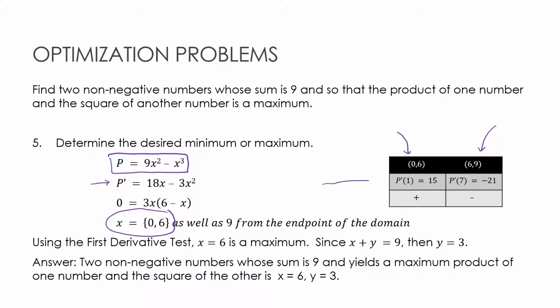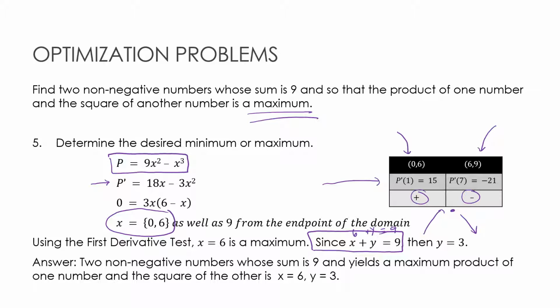And notice I've just made my table like I normally do, used a test point, found positive and negative. Remember, I'm looking for a max, so if I have an increasing function to a decreasing function, that is a max. So my max occurs at 6, and then I can plug that back in and say x plus y equals 9, and x is 6, so 6 plus y equals 9. That means that y must be 3.